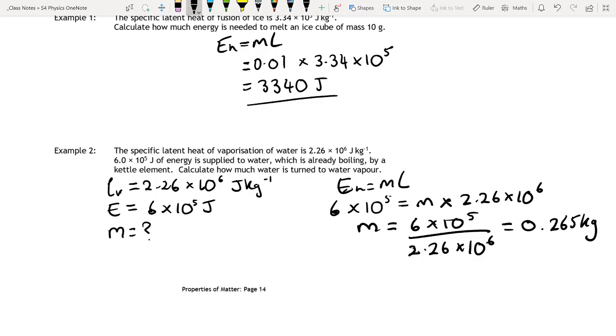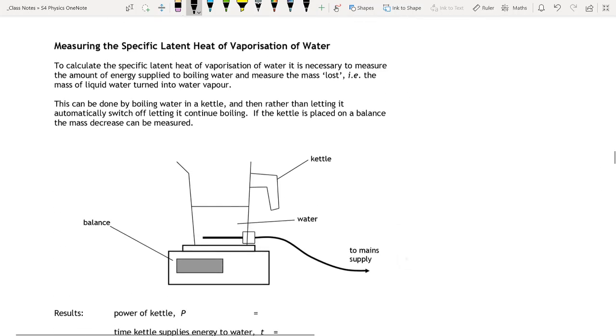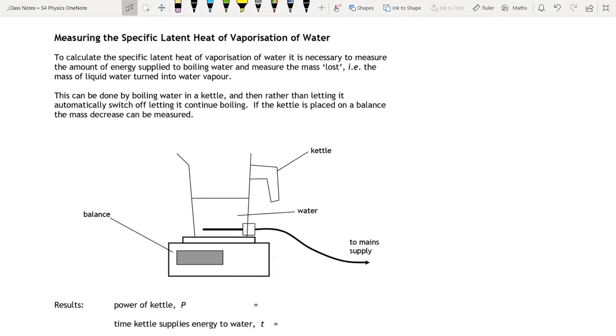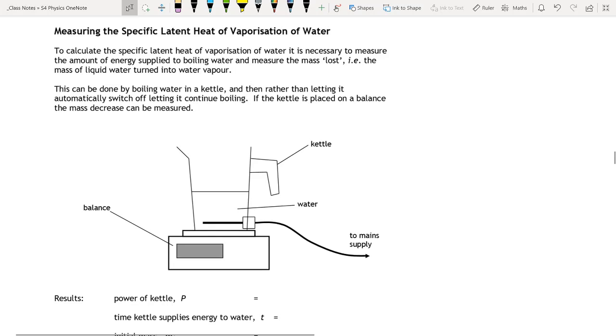Okay, right. So the next page is a little demonstration experiment that I've got set up at the end of the desk. So what we're going to do is try and work out the specific latent heat of vaporization of water using a kettle and a balance. Okay, so I've got a kettle and a balance up there. I made my cup of tea earlier, so still got water in it. So to calculate the specific latent heat of vaporization, we have to measure the amount of energy supplied to boiling water and measure the mass lost, so the mass of liquid that is changed into water vapor.